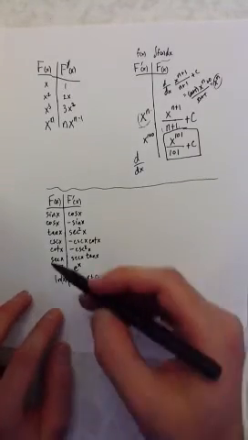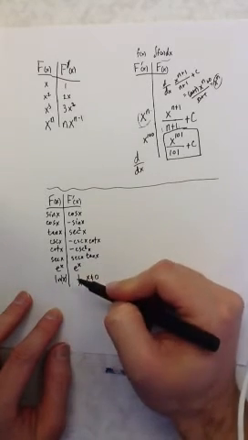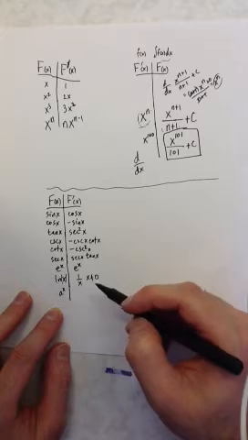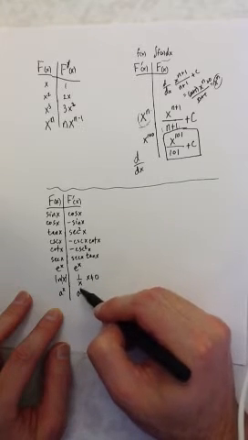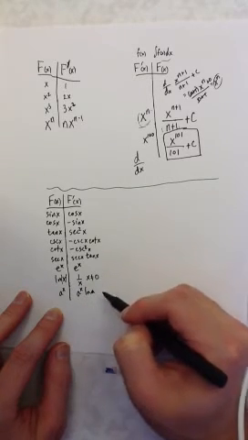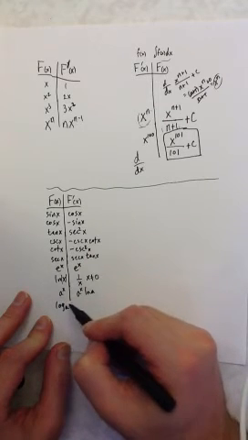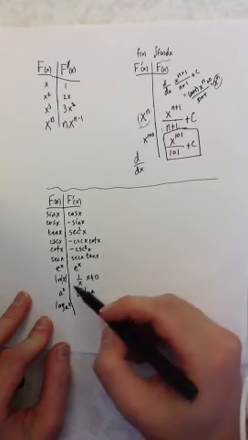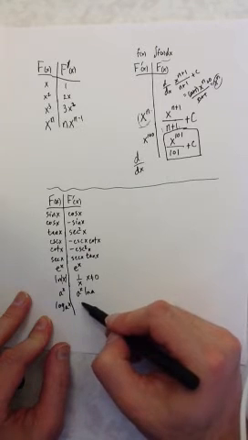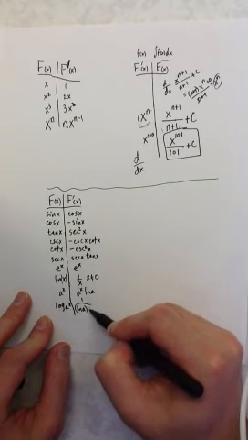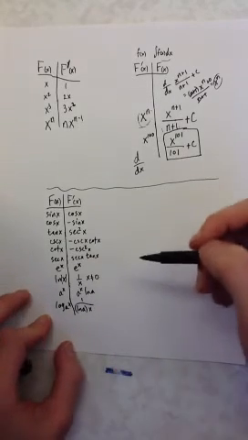And this covers almost all that we have, except we had a to the x. The derivative of a to the x was a to the x natural log of a, and the derivative of log base a of x was 1 over natural log of a times x.